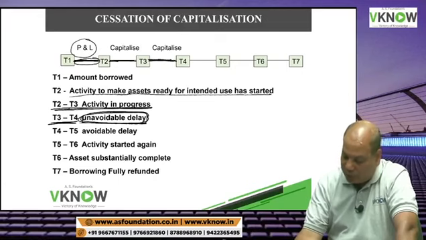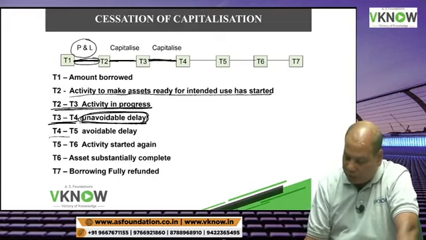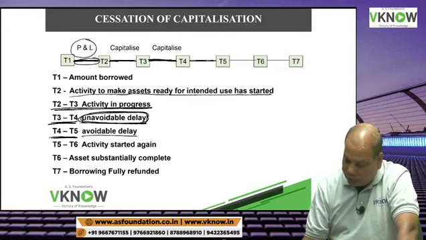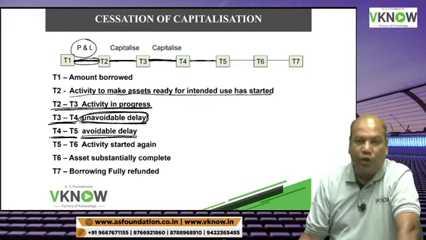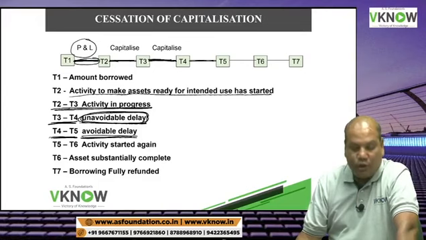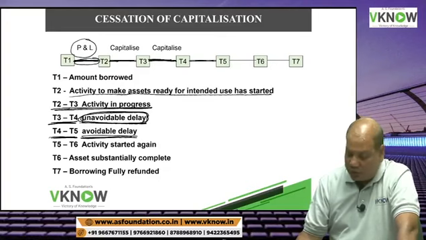This period is unavoidable delay. What happened between T4 and T5? Between T4 and T5, there was avoidable delay. If the work is suspended due to avoidable reason during an extended period, the standard says T4 to T5, P&L account. Very good.